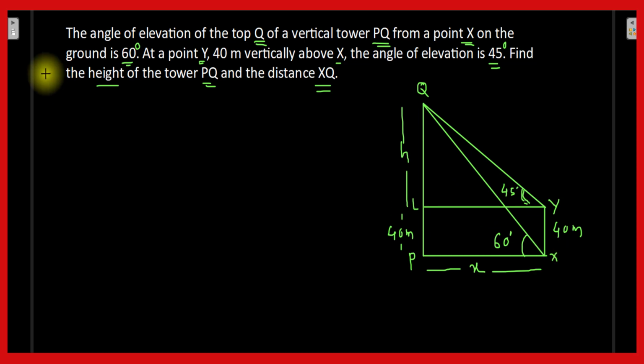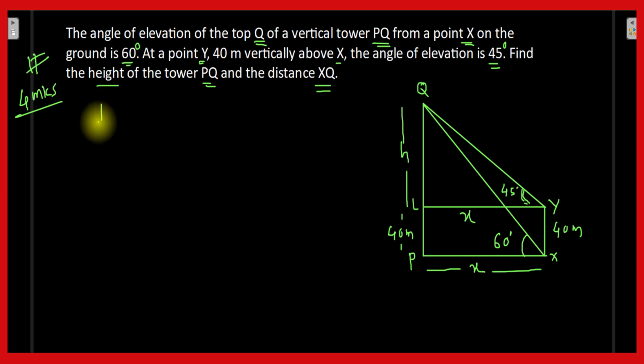Very typical question and very important question, because this question will be asked for 4 marks, so very important. So first we will take the triangles. One triangle is QLY and the another triangle is QPX, and with the help of these 2 triangles we will solve. So here this is 40 meter, this is also 40 meter. If this is X, this LY will also be X, and now we will take the triangle QLY.